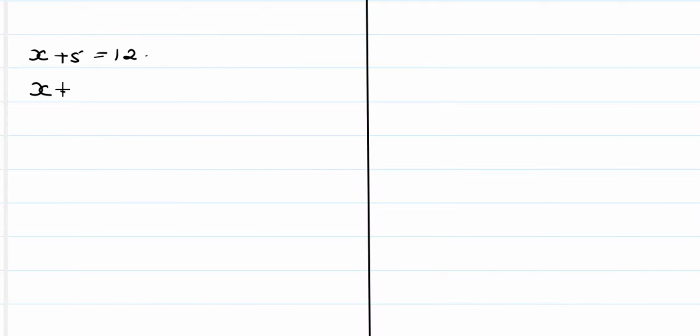So it becomes x is equal to 12 minus 5. When we take the 5 to the other side, it becomes negative because here it was positive. If the value on this side is positive and you take it to the other side, it becomes negative. If it was negative here and you take it to the other side of the equal sign, it becomes positive. So in this case, x becomes 12 minus 5, which is 7. And that becomes the solution of that equation.